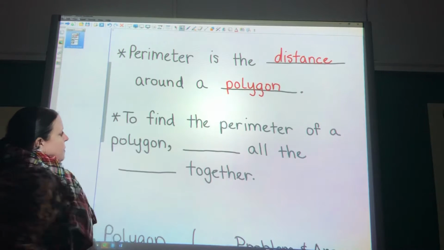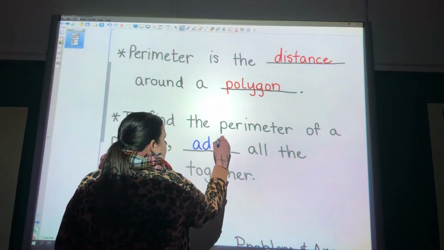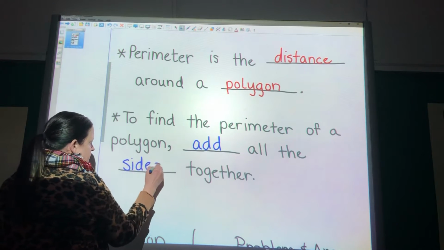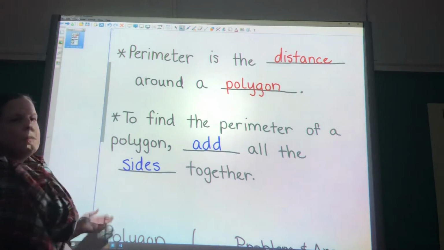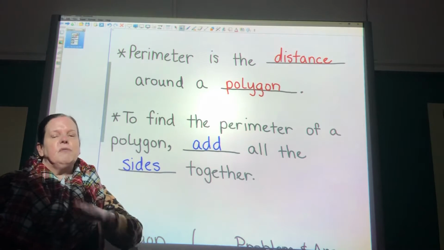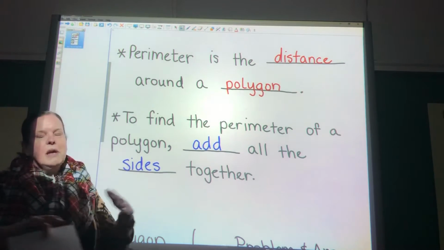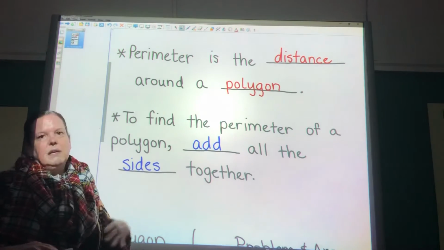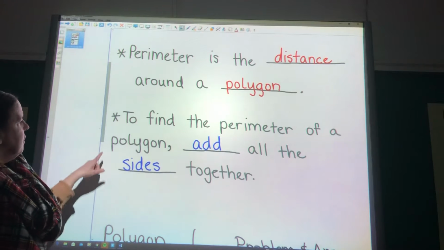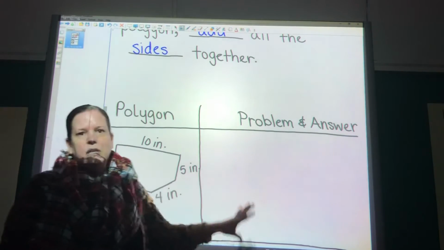To find the perimeter of a polygon, add all the sides together. It doesn't matter what kind of polygon it is. When we get to area, it will be very specific for each different type of polygon. But on perimeter, it doesn't matter what kind of shape it is. You do the same thing for all of them. So to find the perimeter of a polygon, add all the sides together. And we have a couple of different ones that we're going to do here, okay?